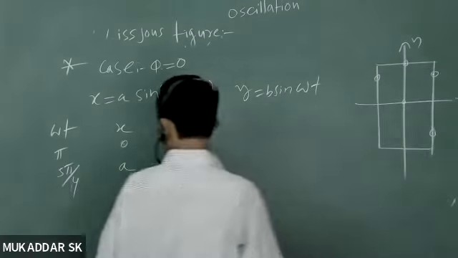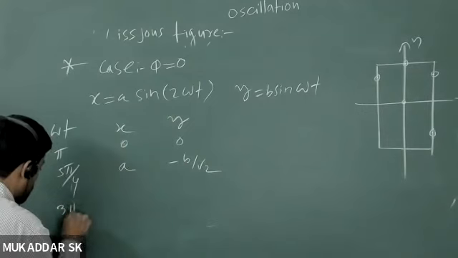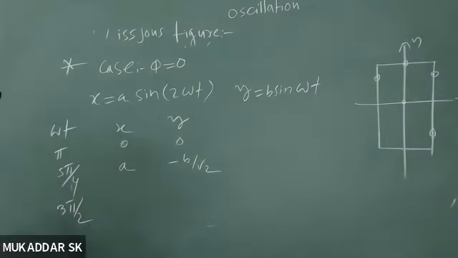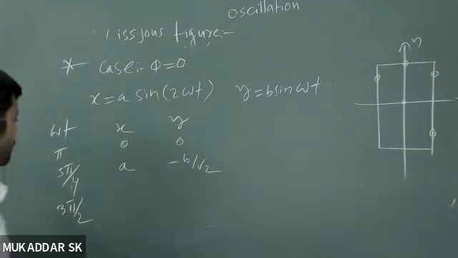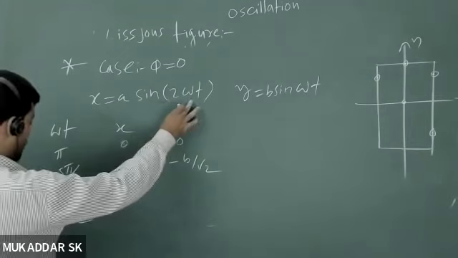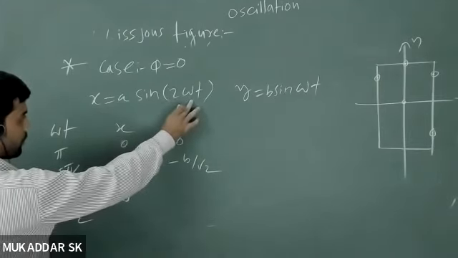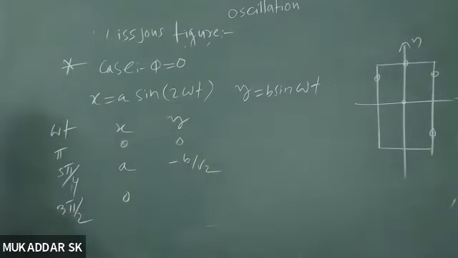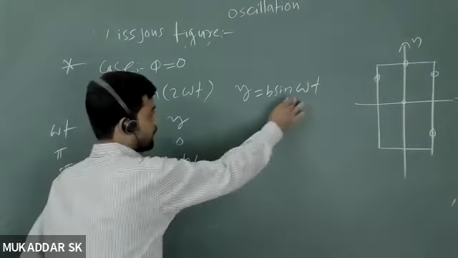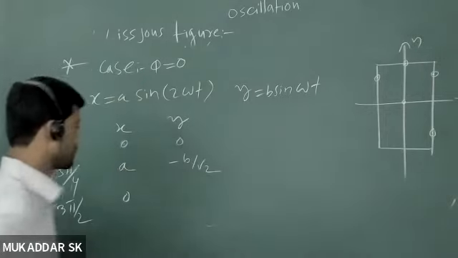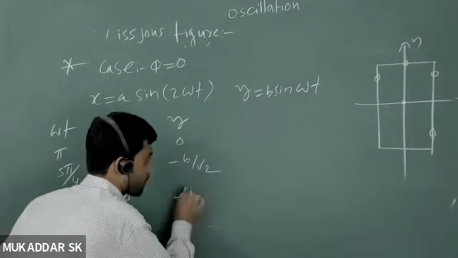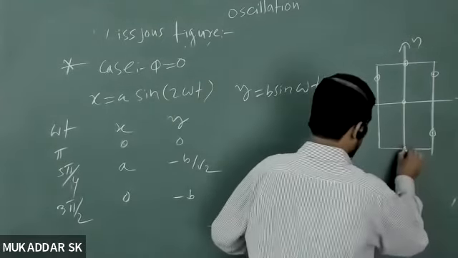Next, if you take 3 pi by 2, x will become how much? Sine 3 pi. Sine 3 pi is how much? 0. I am just substituting the value. So 2 into 3 pi by 2 will be sine 3 pi, and sine 3 pi will be 0. What about y? Y equals sine 3 pi by 2. Sine 3 pi by 2 means pi plus pi by 2, so minus 1. So at this point, y will become minus b. The point will be somewhere here.